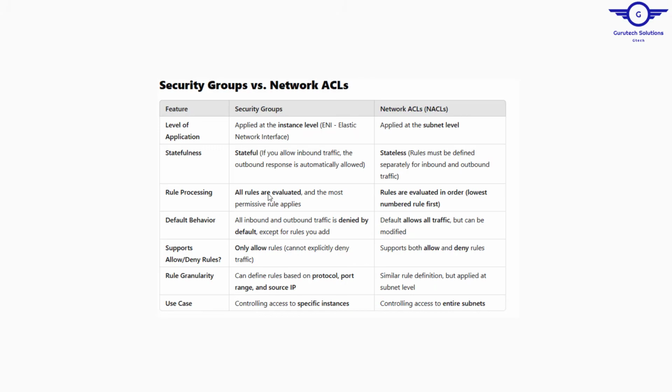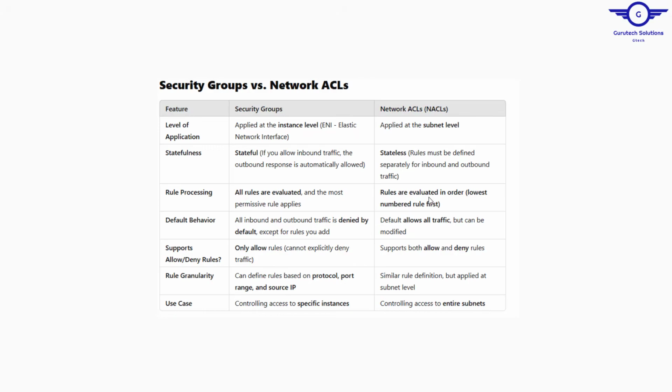Rule processing. In security groups, all rules are evaluated and the most permissive rule is applied. But for NACLs, rules are evaluated in order, lowest number first. Let me explain that. In security groups, let's assume an instance has two security groups, one denying everything and another allowing everything. Based on rule processing, the security group will evaluate all the rules, but the most permissive one will be applied, meaning the one that allows everything.